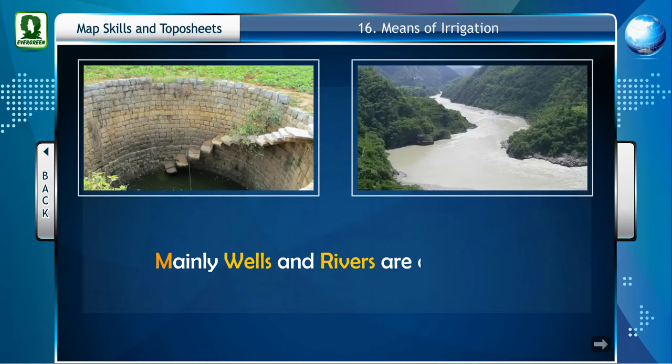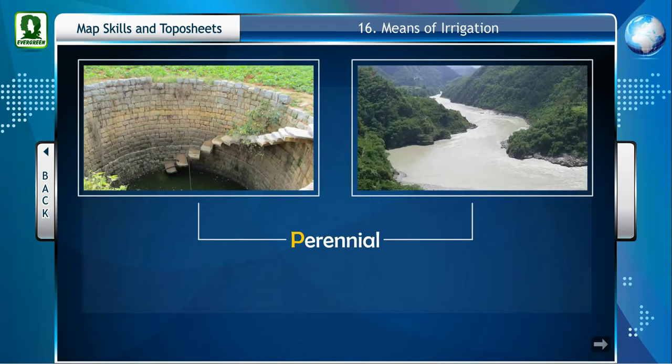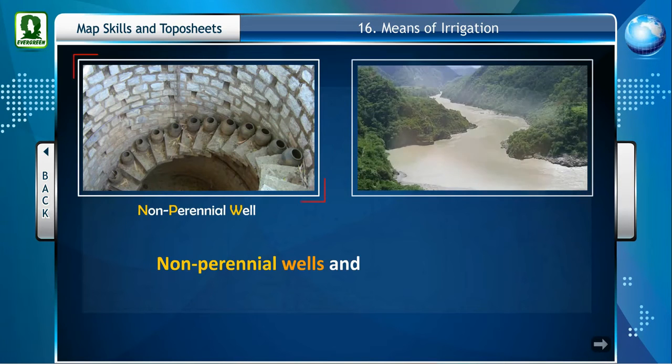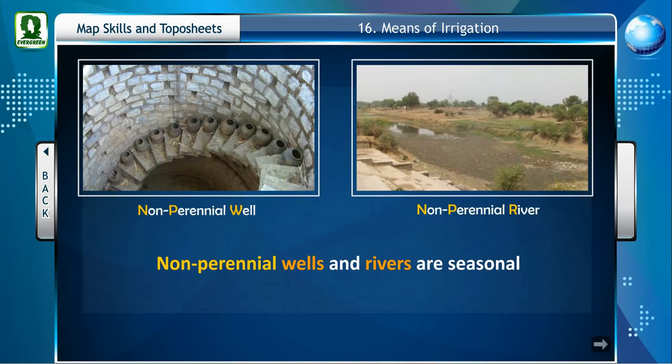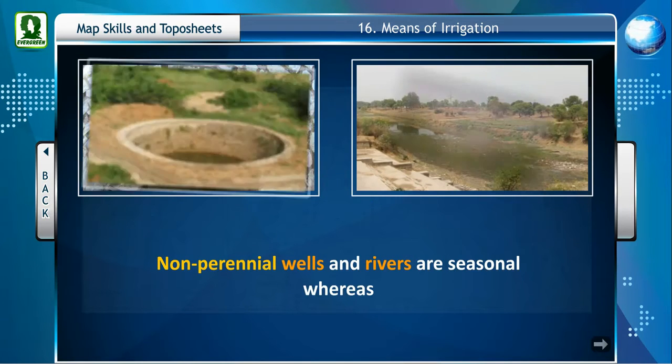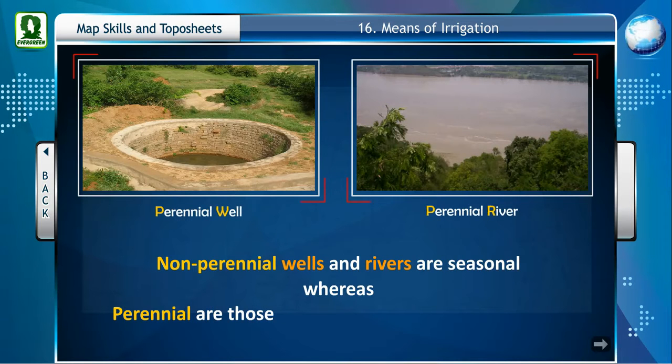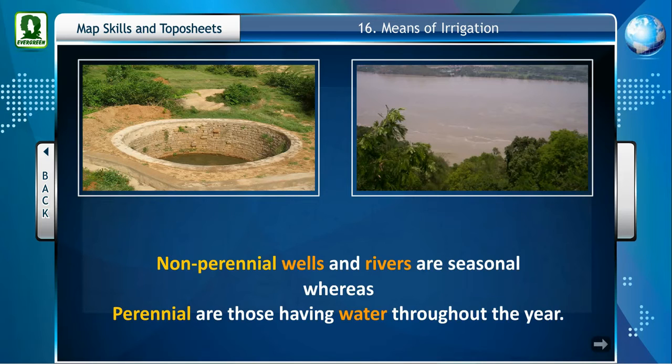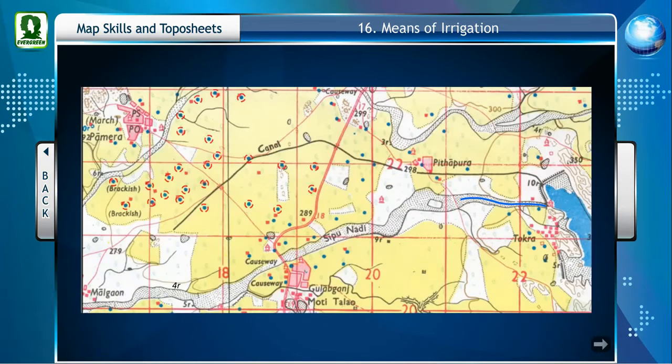Mainly wells and rivers are of two types, perennial and non-perennial. Non-perennial wells and rivers are seasonal, whereas perennial are those having water throughout the year. Thus, perennial wells are shown by blue dots and rivers with blue lines.